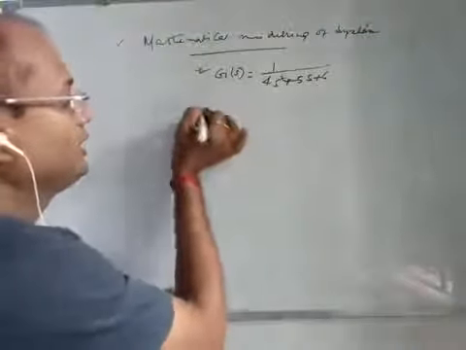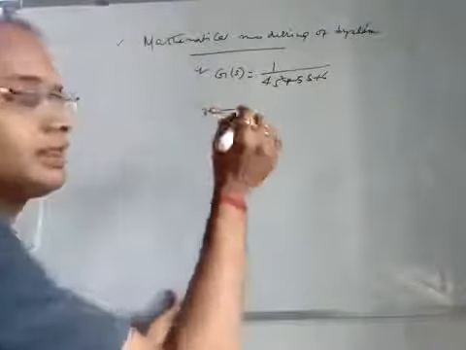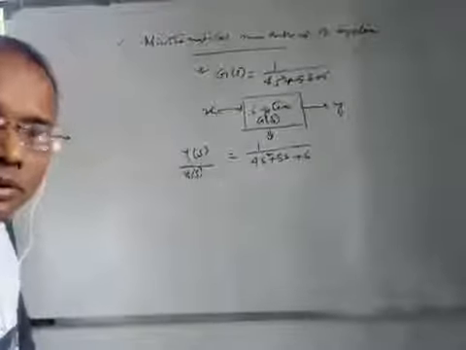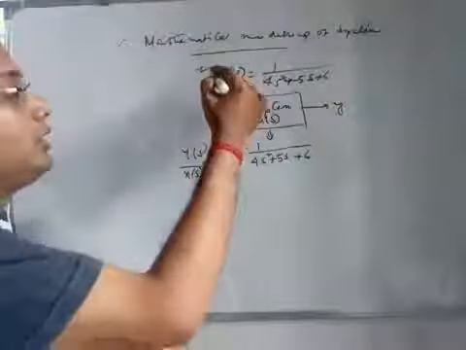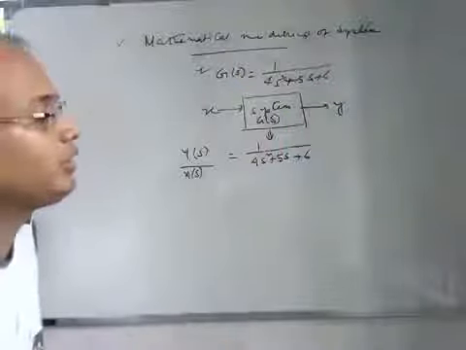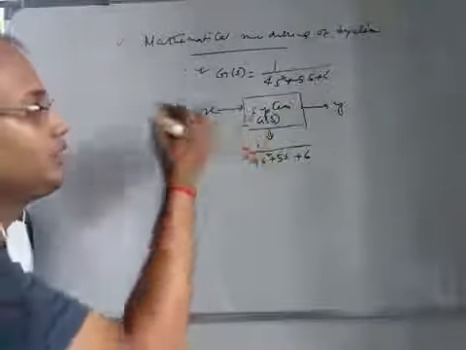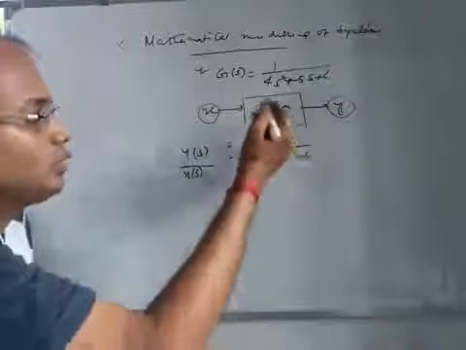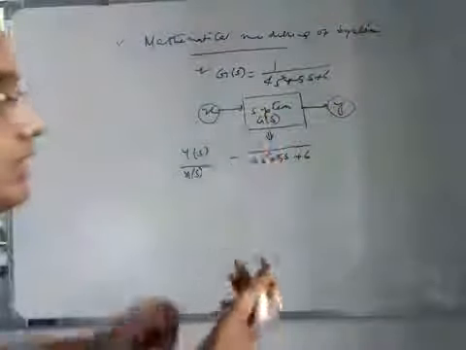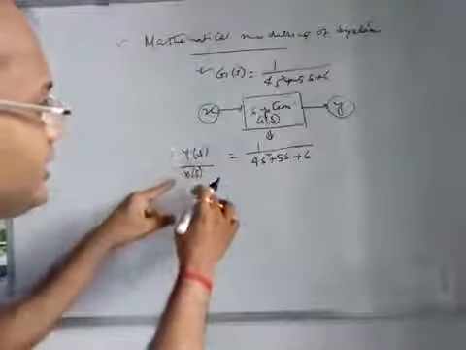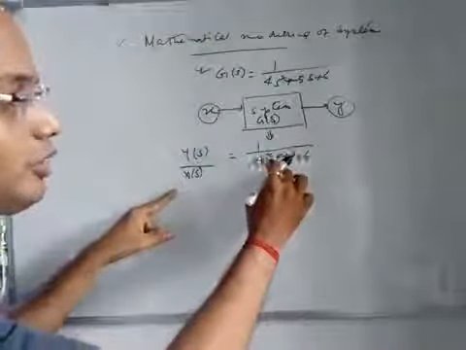Or we can write it like x. So G(s) is written like 1 by 4s squared plus 5s plus 6. Now G(s) means the system, means the plant. So this is the input and this is the output. And we know this transfer function is nothing but the gain. That means Y(s) by X(s) can be written like 1 by 4s squared plus 5s plus 6.